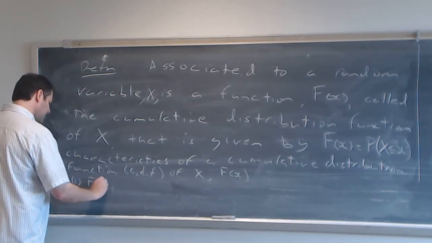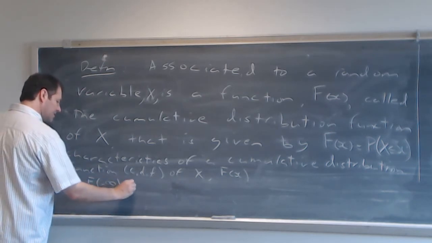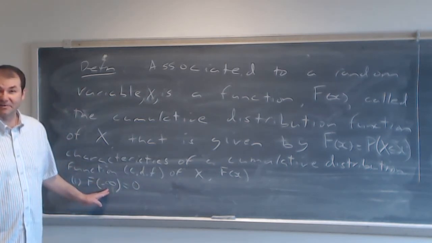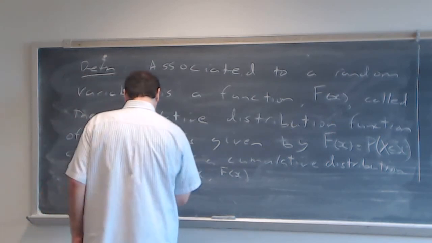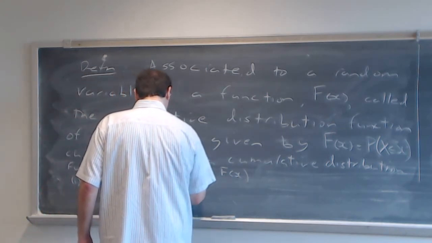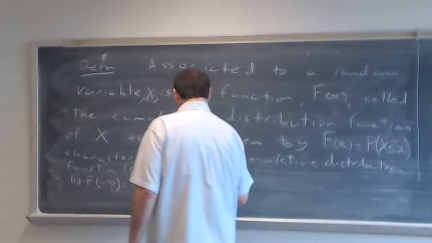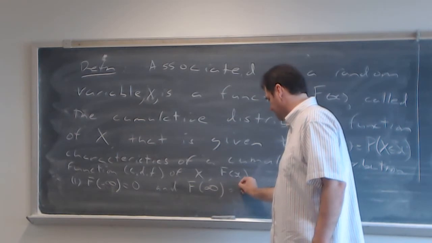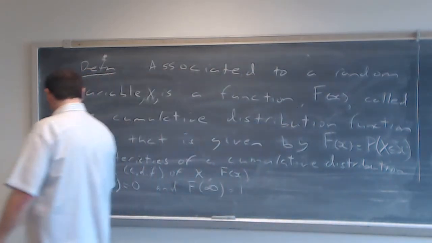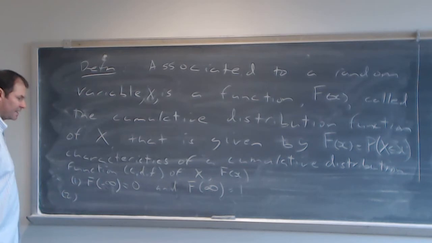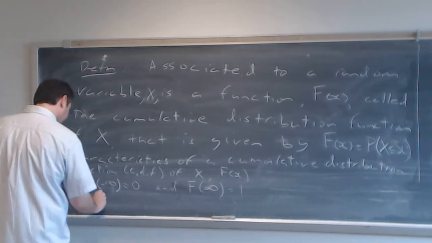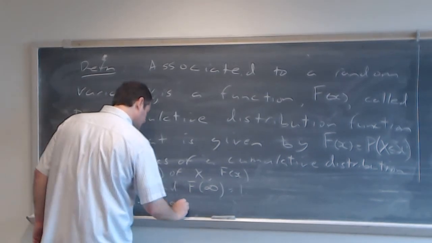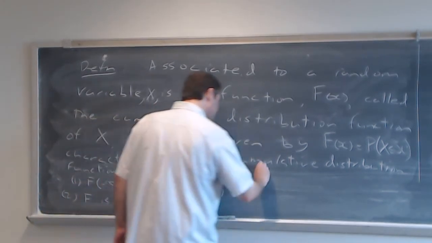And first of all, we say, what's F of minus infinity? Well, that's going to be 0. So the probability that the output value is less than or equal to minus infinity, that's 0 for the random variable. And F of infinity, well, the chance that x is less than or equal to infinity, well, that's 100%, so that's 1. Okay, so a second thing that I'd like to say is that F is non-decreasing. Never goes down.